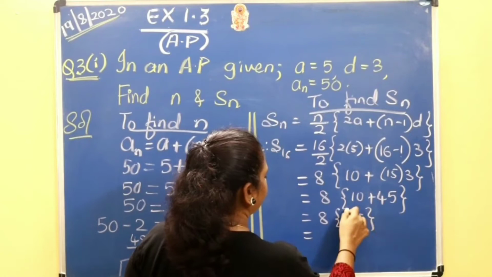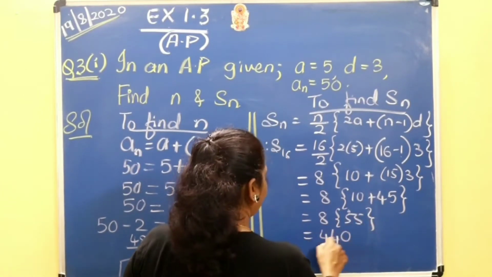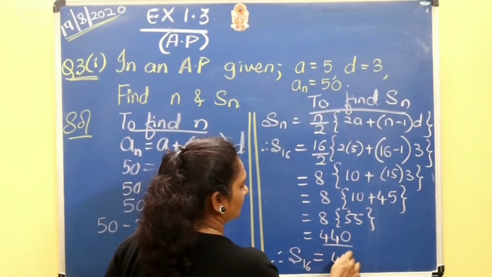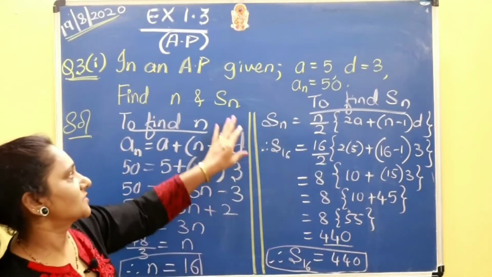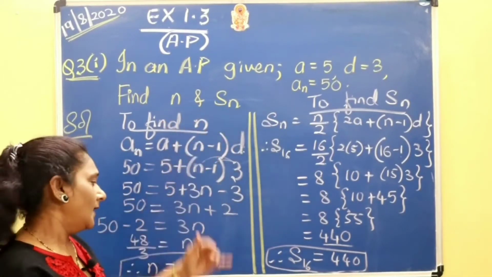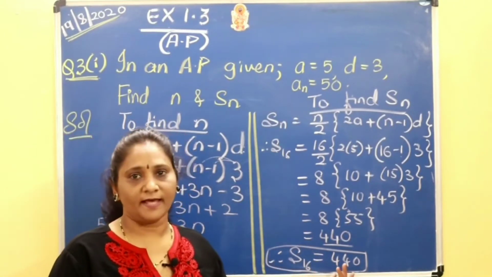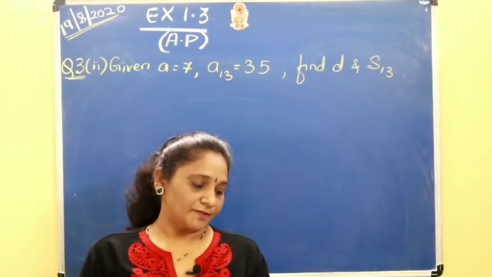So you will have 440. Therefore, S16 is equal to 440. So here they have asked us to find out n and Sn. Hence our n is 16 and our Sn will be 440. Question number 3.